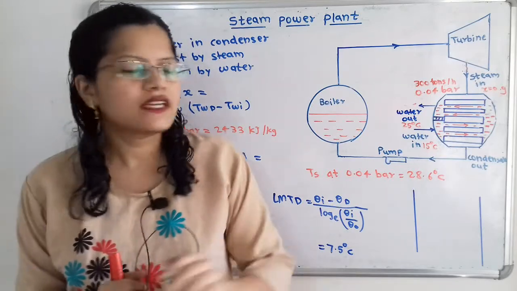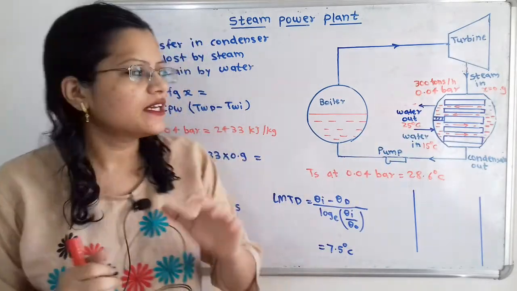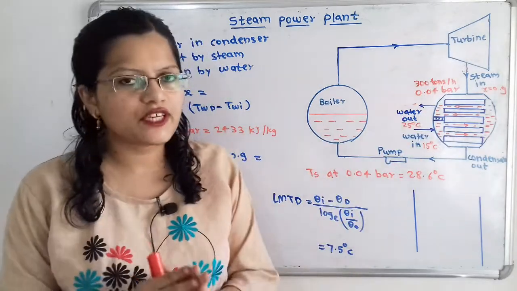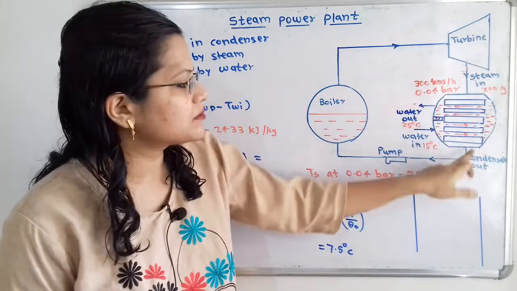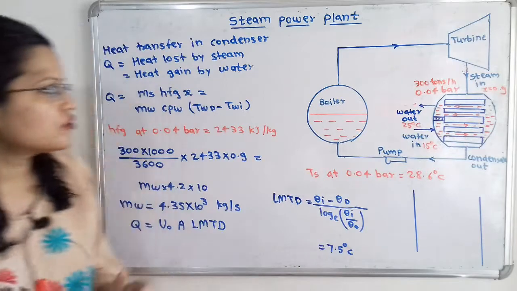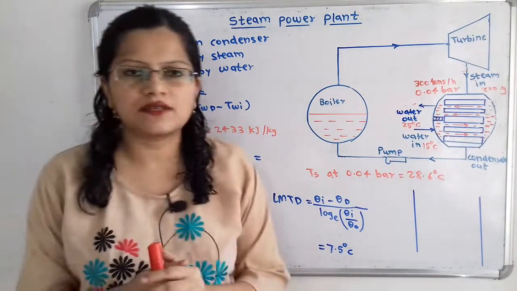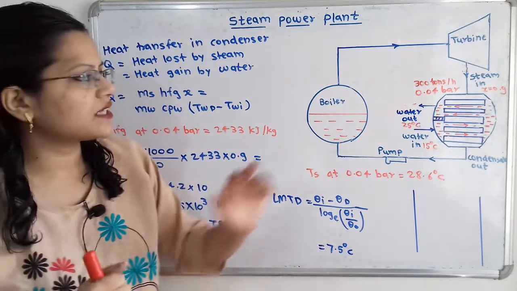Now in the condenser, how is this heat transfer process taking place? That is, heat transfer Q is equal to heat lost by steam, which is equal to heat gained by the water. So for that we have to write the formula. Now, heat lost by steam.